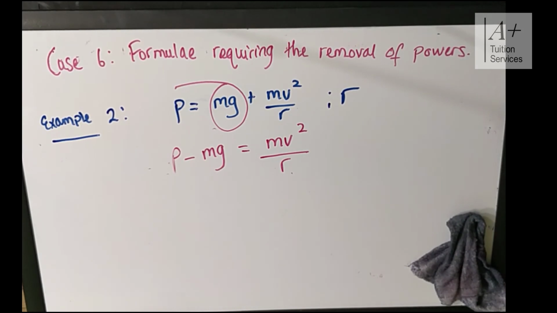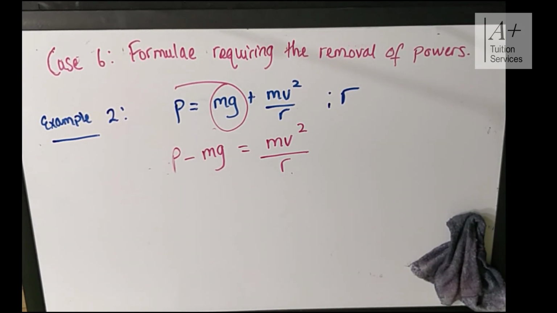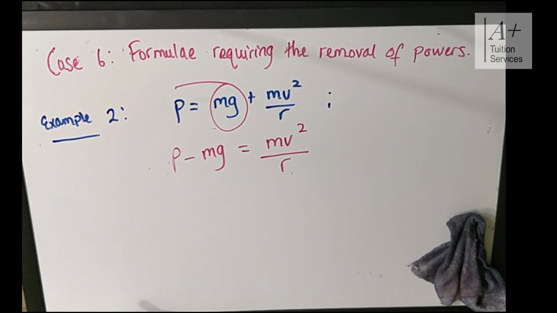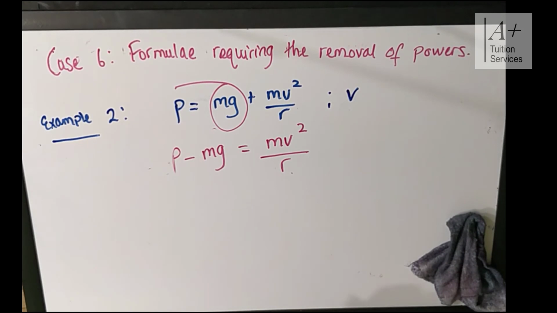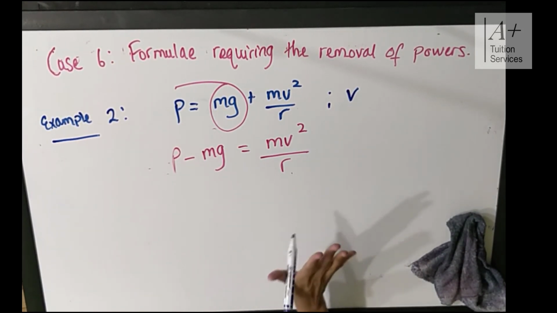Now we have this situation here with the R. We want R to be the subject. Actually, no, we want V to be the subject, right? Sorry, my mistake. Kind of getting confused because I have some background noise to deal with. So we want to make V the subject of the formula instead of R. That was my mistake, I'm sorry.